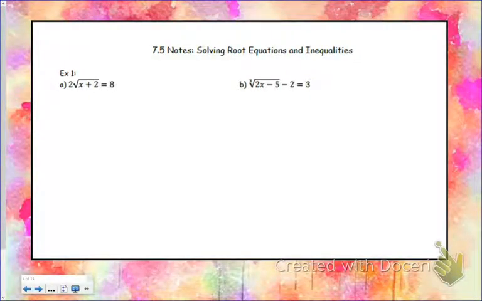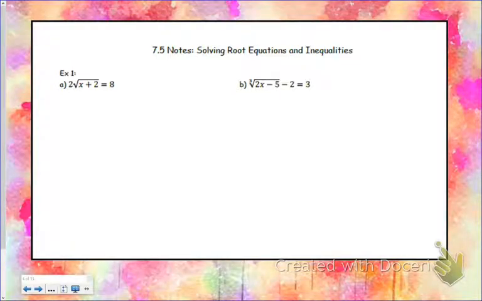Hi guys. So today we're going to look at solving radical and root equations and inequalities. So we're going to start just by looking at some equations. And typically our goal here in order to solve these is to get the root by itself.